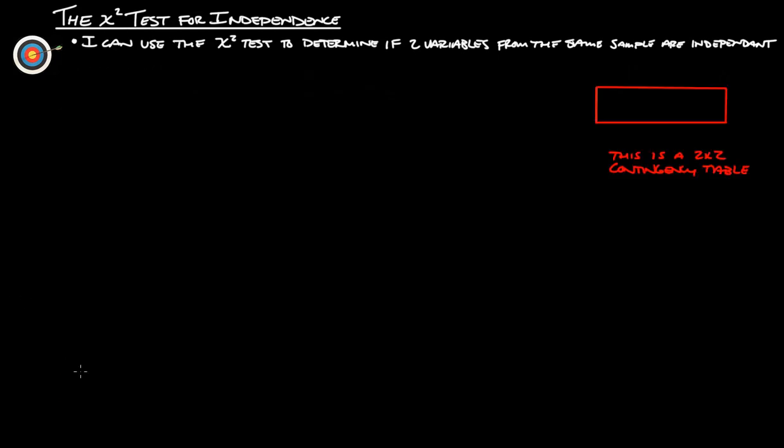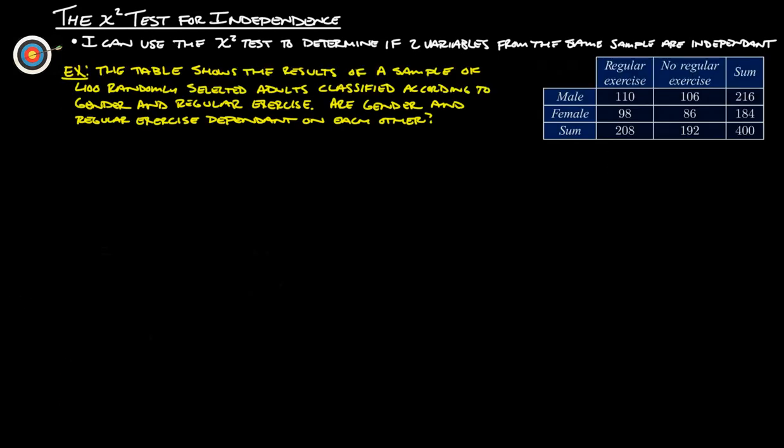Let's do this. An example says the table shows the results of a sample of 400 randomly selected adults classified according to gender and regular exercise. Are gender and regular exercise dependent on each other? This test for independence is a fairly interesting one, because it just tells you whether one thing has an impact on the amount of the other.